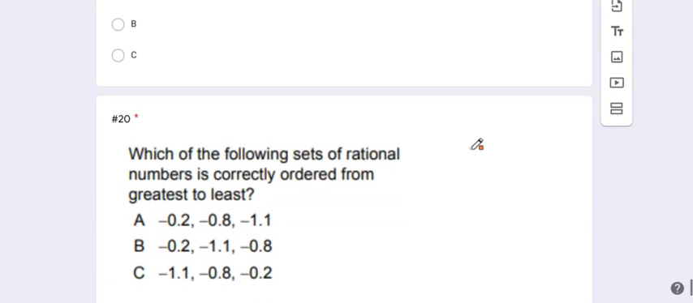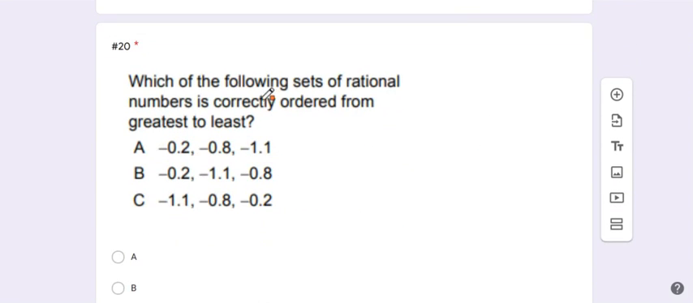Last one here, number 20. Which of the following sets of rational numbers is correctly ordered from, we want greatest to least. So always pay attention to whether they want the list in order from least to greatest or greatest to least. So here we want the biggest number first. And it looks like we have negative 0.2, negative 0.8, negative 1.1. Those are our three numbers.